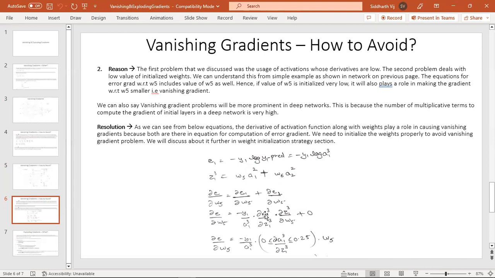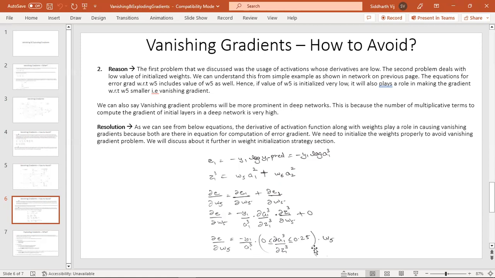The second term is the activation's partial derivative, and the partial derivative of the sigmoid function will be between 0 and 0.25. The last term is the partial derivative of Z31 with respect to W5. Z31 in forward propagation is equal to W5A21 plus W6A22. If we take the partial derivative of this equation with respect to W5, we will get the output as A21.